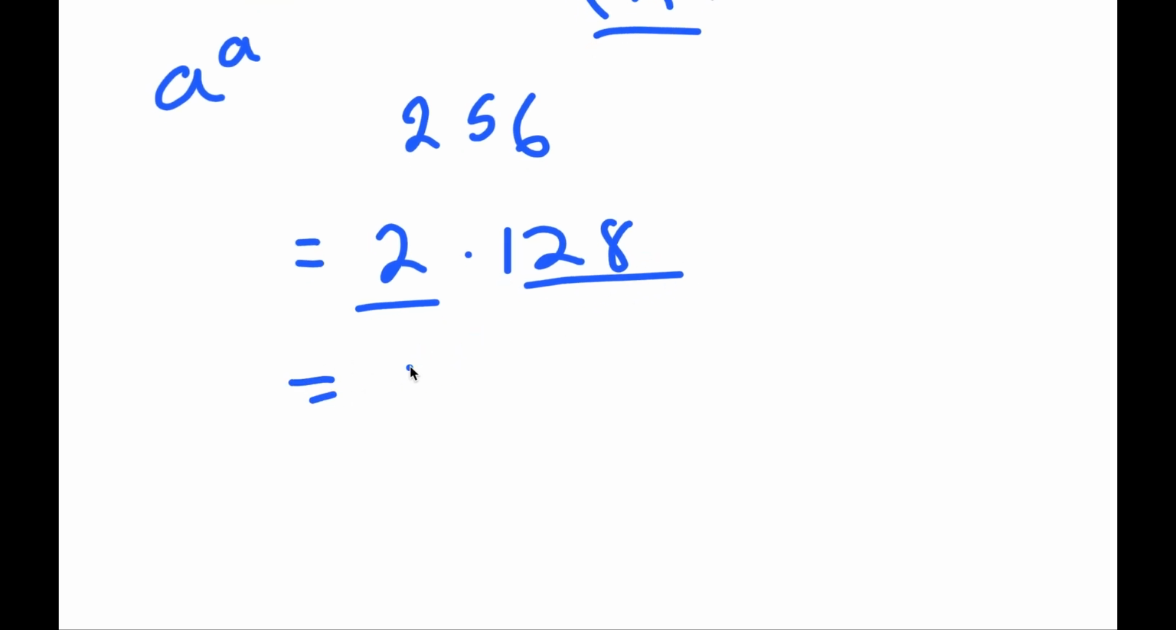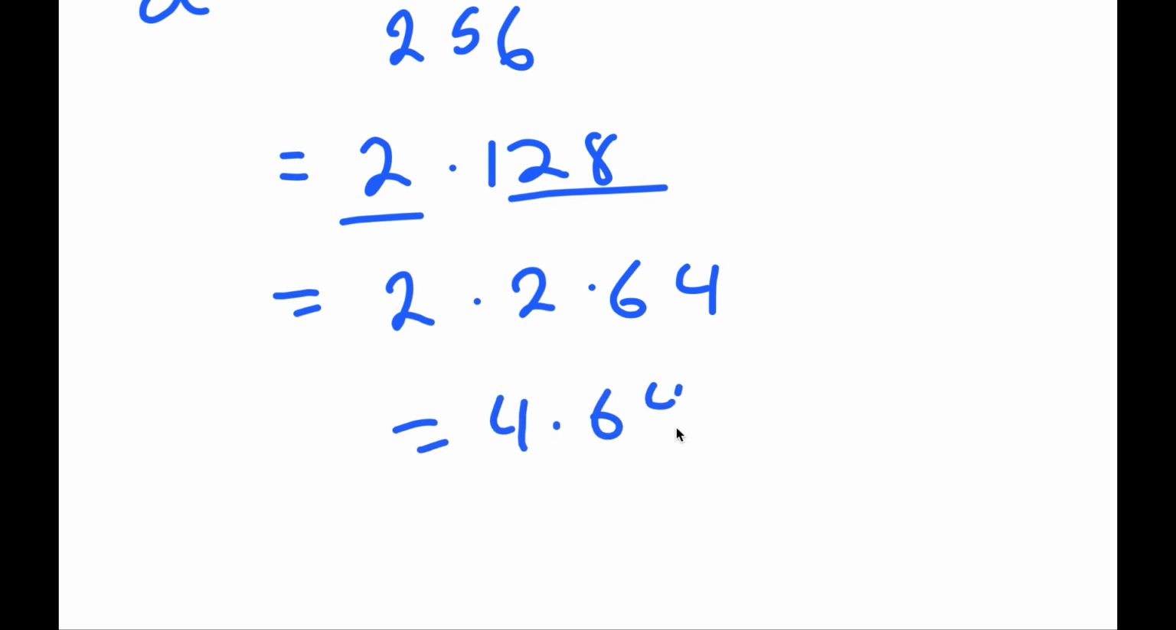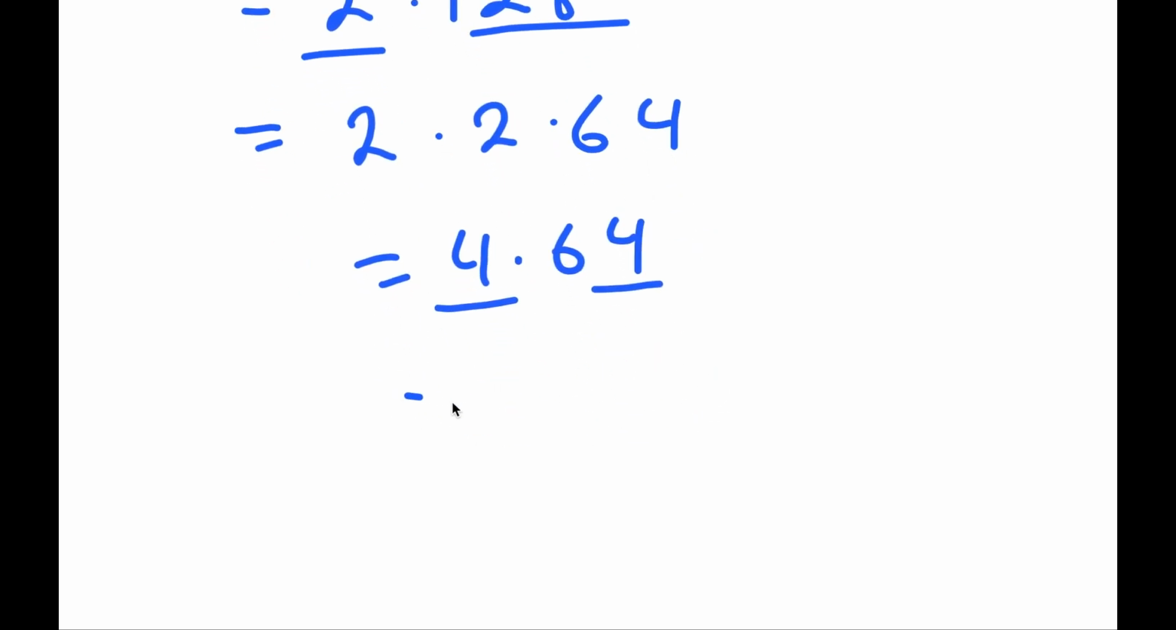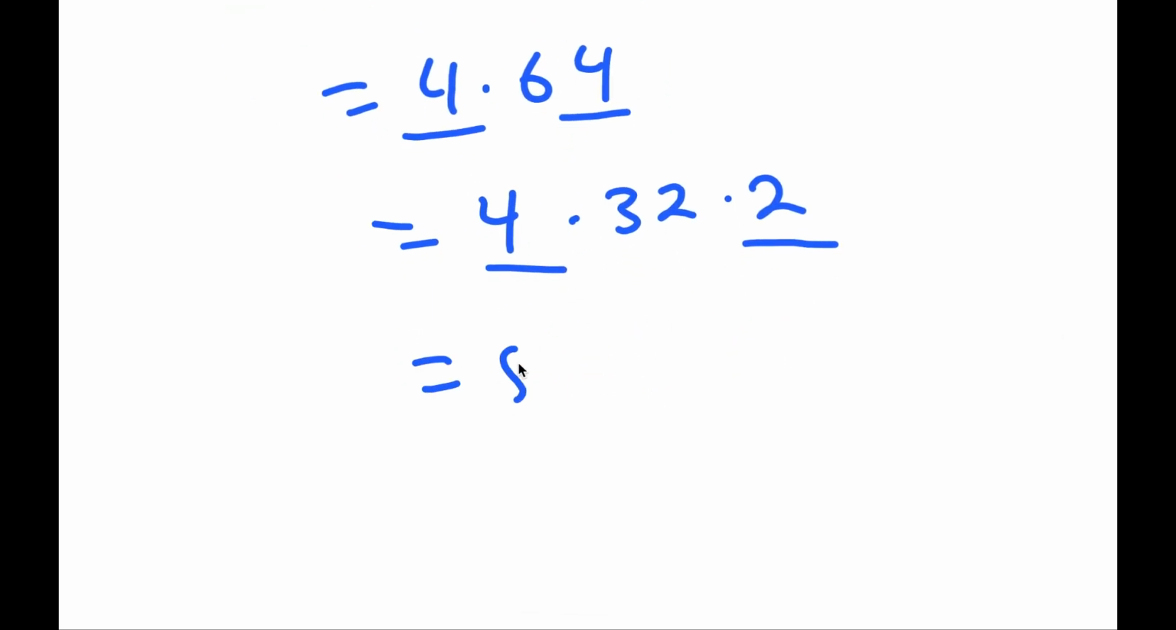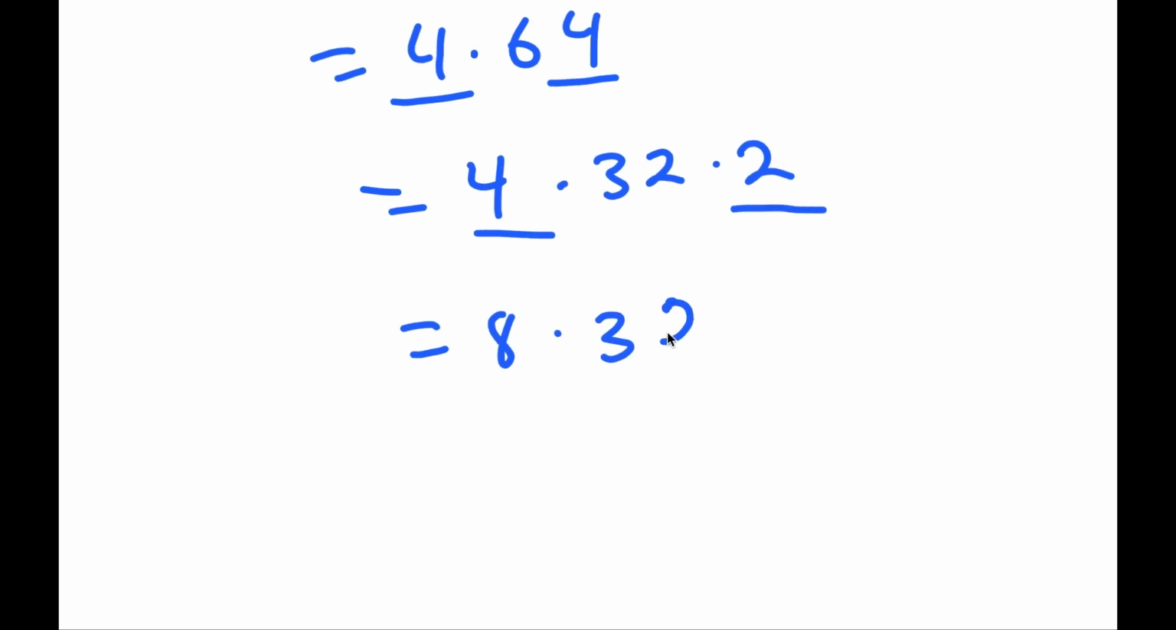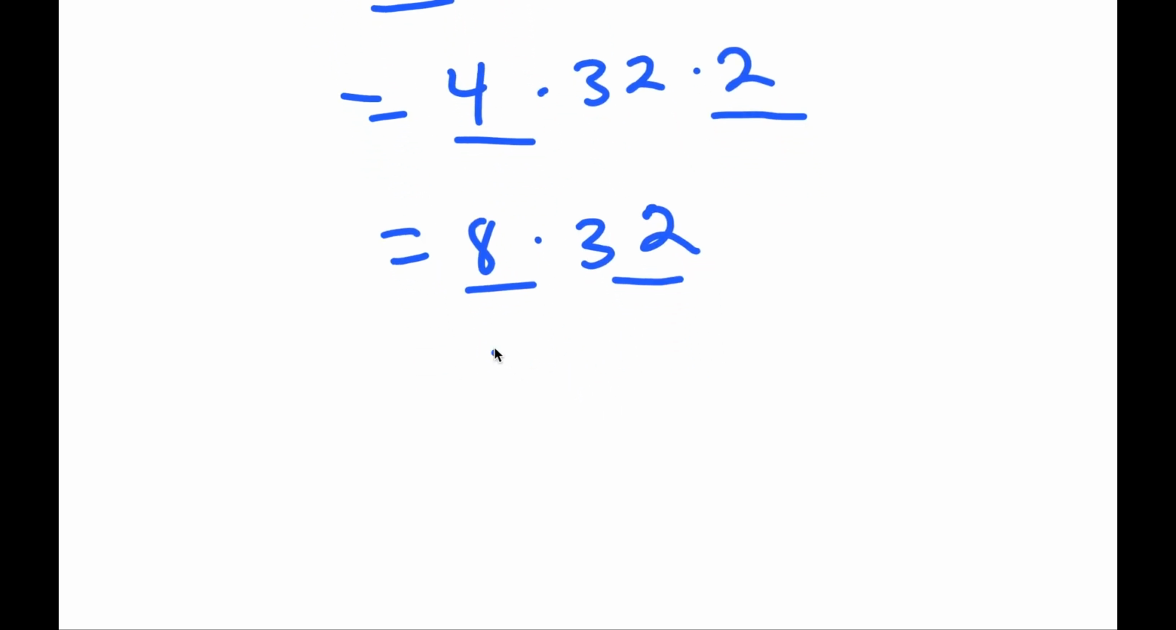So now I can rewrite it as 2 times 64, which is the same thing as 4 times 64, and 4 and 64 aren't the same. Now I'm going to rewrite 64 as 32 times 2. So I get 4 times 2, which is 8. So now I have 8 times 32. And these aren't the same again.